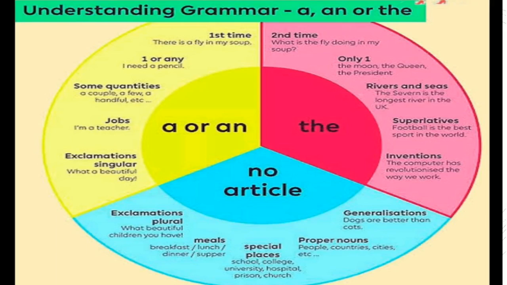Or for example, if I say that gold is very expensive nowadays. So gold is very expensive when I'm talking about that metal, but I never use a, an, or the. So coming to the next one.